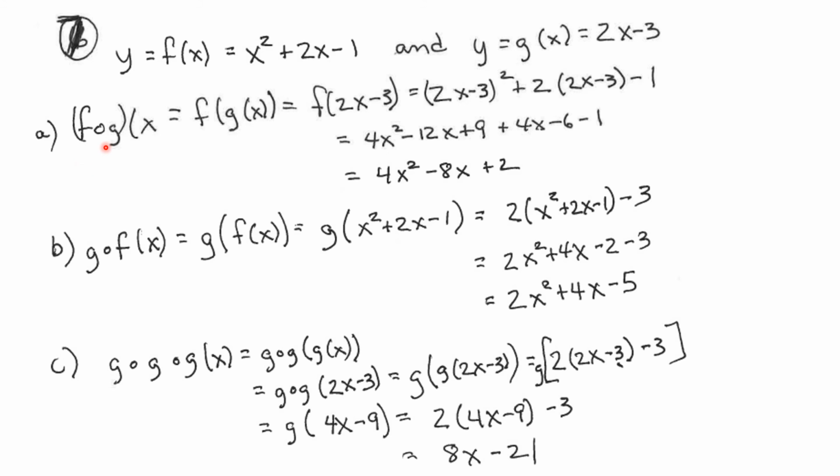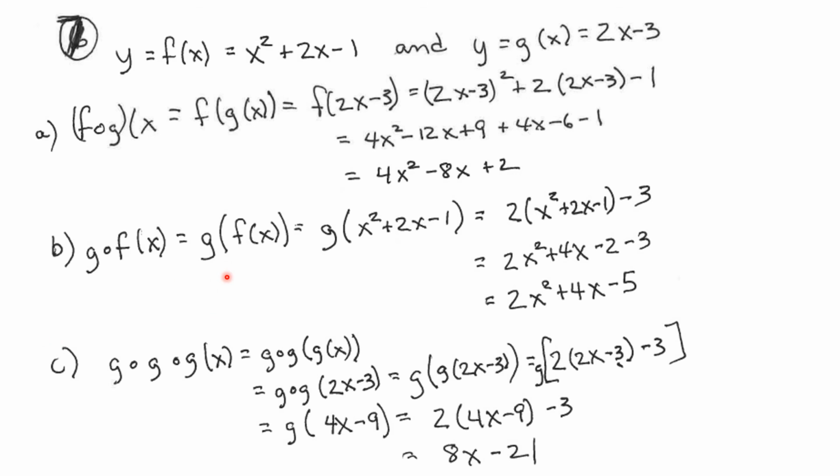Okay, so f composed with g means f of g of x, but that means that g of x is performed first, so we have 2x minus 3. So this is f acting on 2x minus 3. So we plug in 2x minus 3 instead of x, so we get 2x minus 3 whole squared plus 2 times 2x minus 3 minus 1. We simplify that, combining like terms, and we get 4x squared minus 8x plus 2.